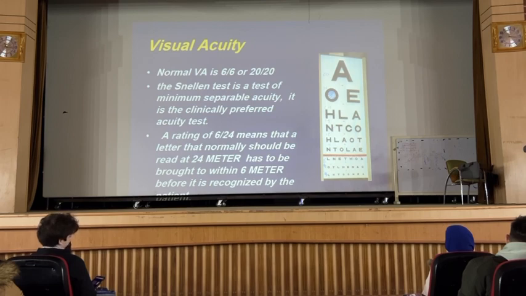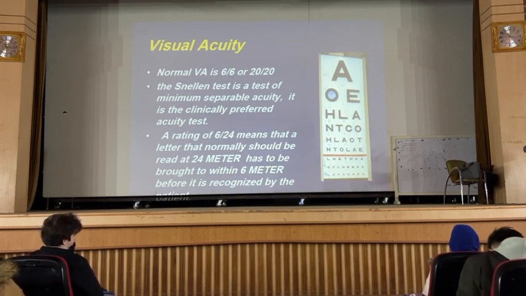Decimal test. So the normal visual acuity is 1. For example, 6/12 is 0.5. The VA is 0.1, 0.2, 0.8, 0.9, like this, okay.